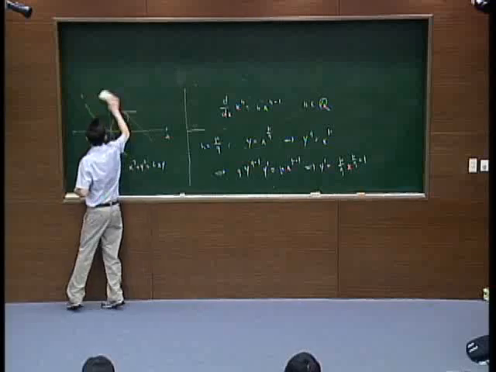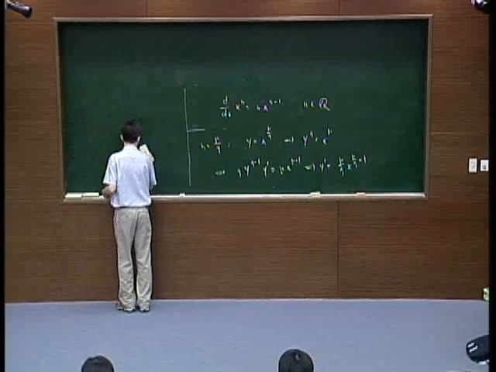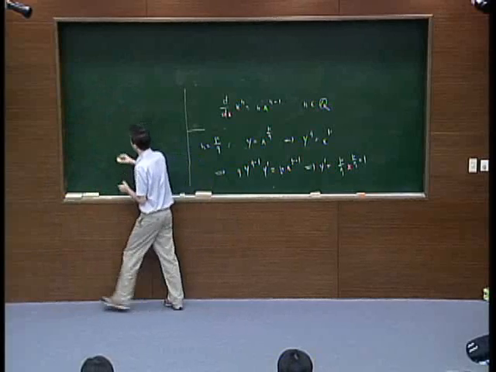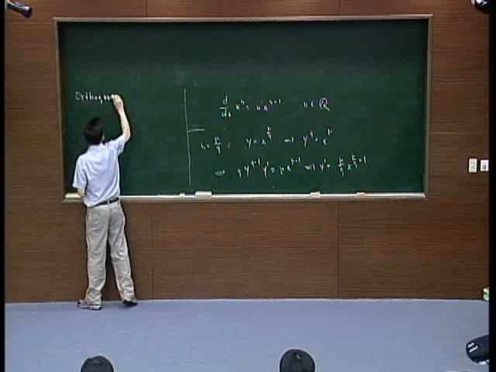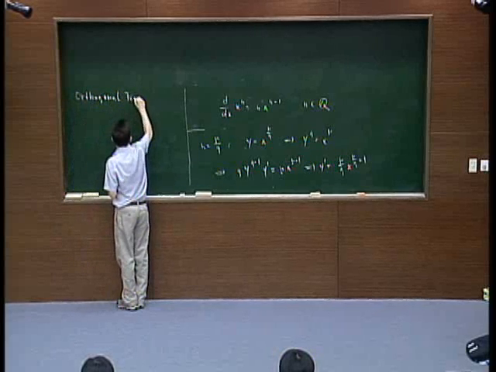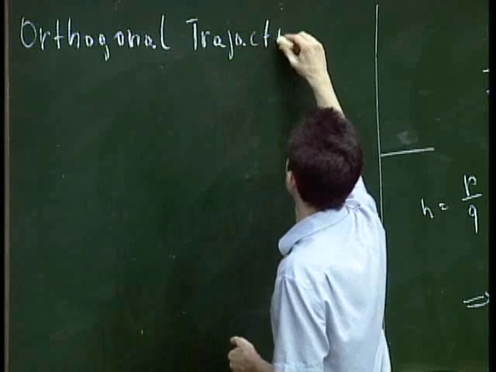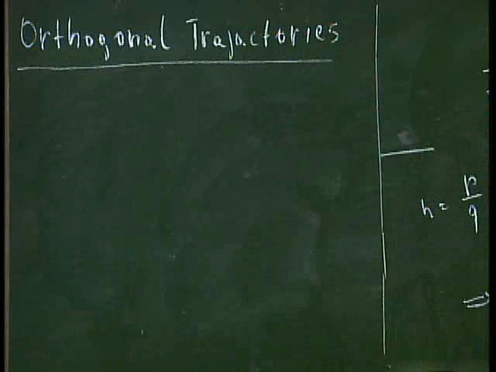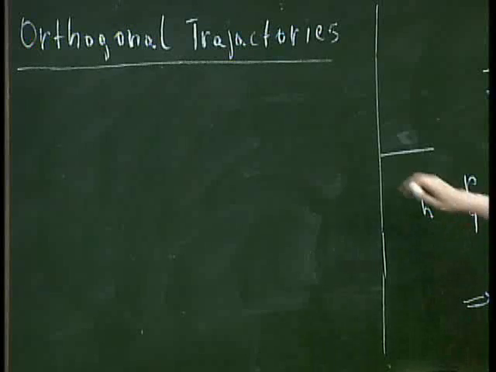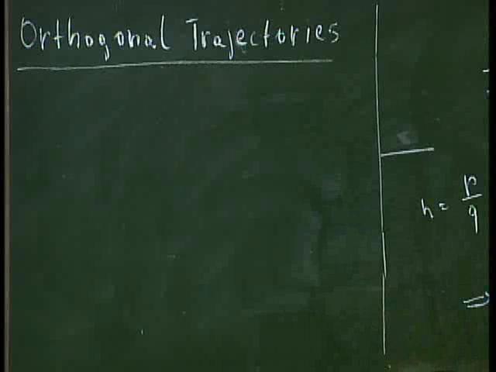Now, one final thing which is related to this topic and which is also discussed in our textbook are so-called orthogonal trajectories. I'm not sure whether my spelling is correct. Trajectories. No, there is an E, sorry. Okay, so what is this supposed to be? This is something which is important in physics.